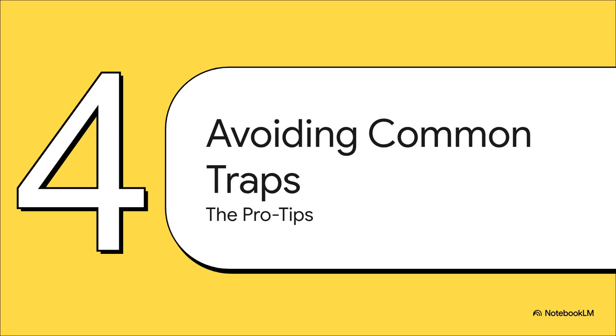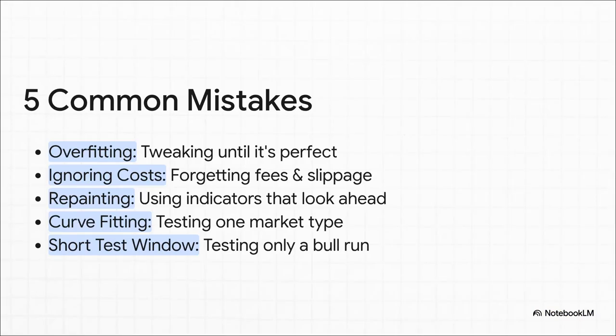Okay, you know how to run a test and how to read the results. Now, let's talk about the traps. These are the common mistakes that can make all your hard work totally meaningless. Think of these as the pro tips that will save you a ton of frustration and money. These are basically the 5 horsemen of bad backtesting.